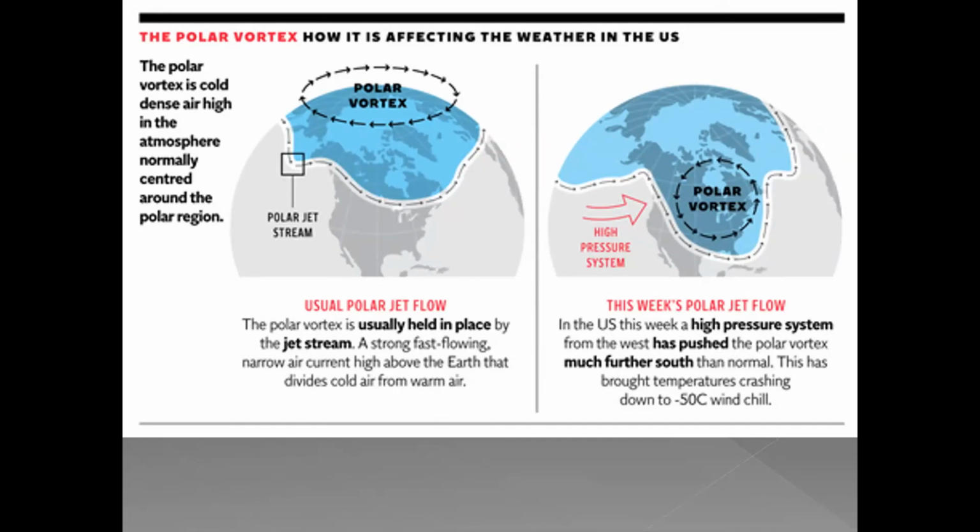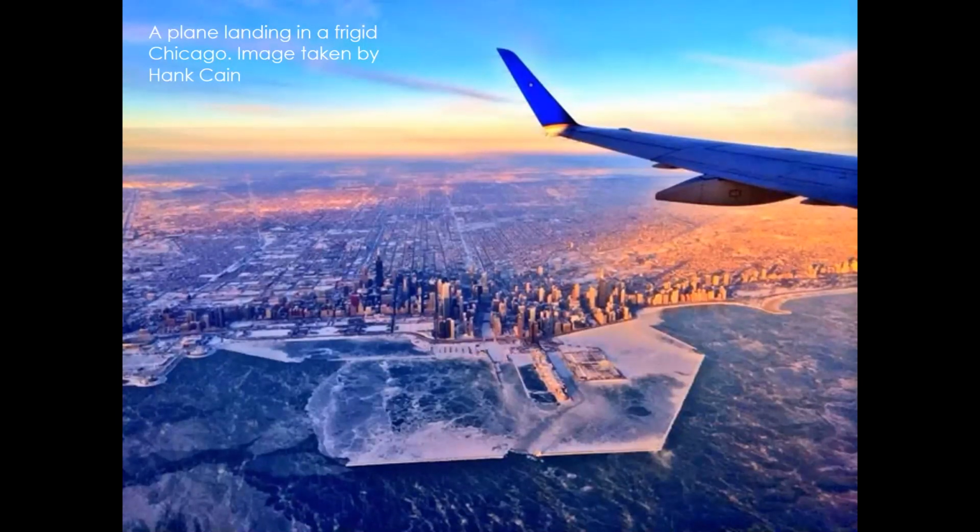This was an image taken in January of 2014 from a gentleman named Hank Kane who was landing in Chicago. And if you've ever seen The Day After Tomorrow, and that storm comes through and then they show after the storm comes through, and it just looks very frigid. When I saw this image, that's what I thought of. You can see much of the lake is frozen, much of the city's covered in snow, the way the sun is reflecting off the ice. It's a beautiful image, but it just shows you how cold Chicago was during this time.